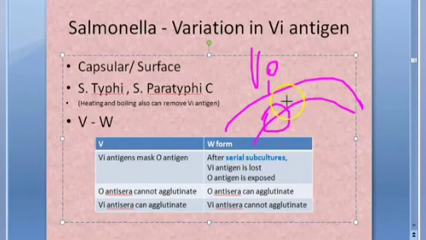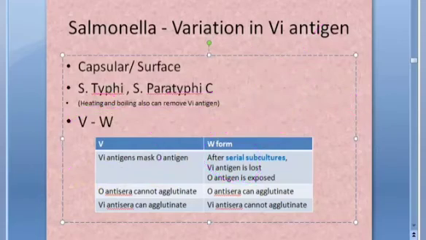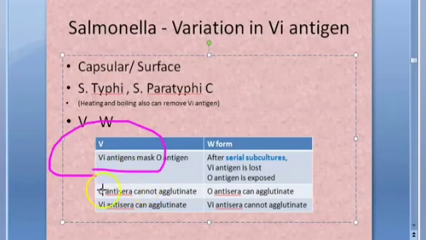This Vi antigen is a surface antigen, a capsular antigen. You will see it only in Paratyphi C and Typhi. This also you know. Heat and boiling can remove Vi antigen. This also you have seen. So basically there is a V form and a W form. As simple as that. The V form is basically masking the O antigen. So basically Vi antigen masks the O antigen. This has Vi antigen, so this is virulent, correct? Remember, so you cannot detect the O antigen. O antisera cannot agglutinate. Vi antisera can agglutinate.